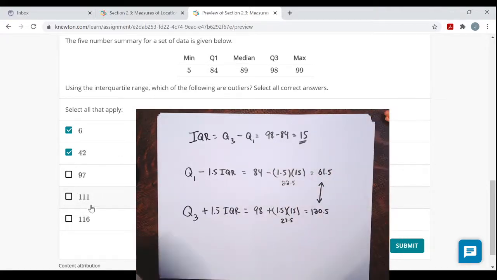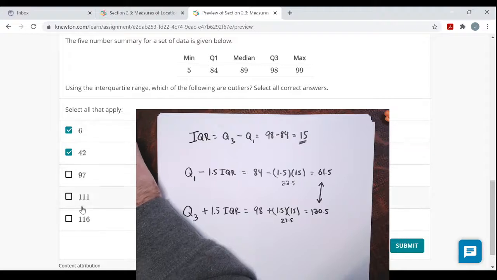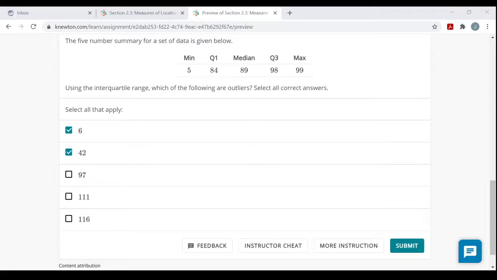So the only two values in this list that could be considered a potential outlier, something that's very far away from the bulk of the data, are the numbers 6 and 42.